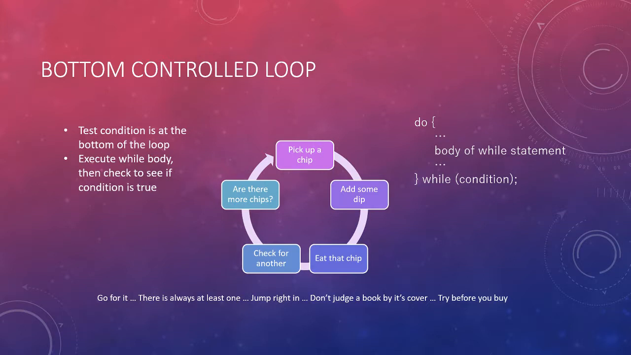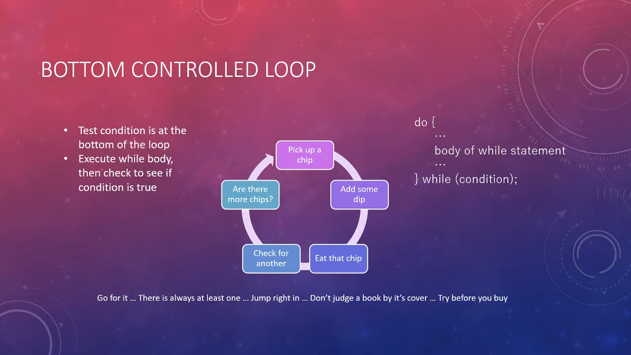We would start out with the keyword do, then the body of our loop, and then we would close our loop with our while condition. So in this example, we're just going to sit down, pick up a chip, add some dip, eat that chip, check for another, and then see, are there more chips at the very end of our loop? If there are, we'll pick one up, add some dip, eat that chip, and check for another.